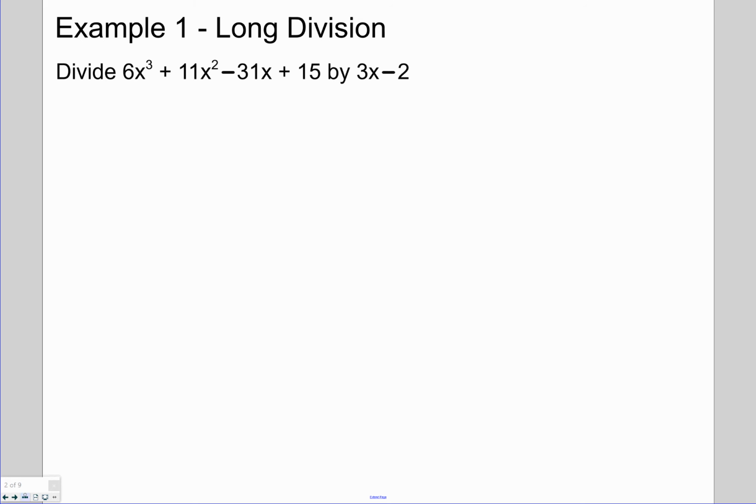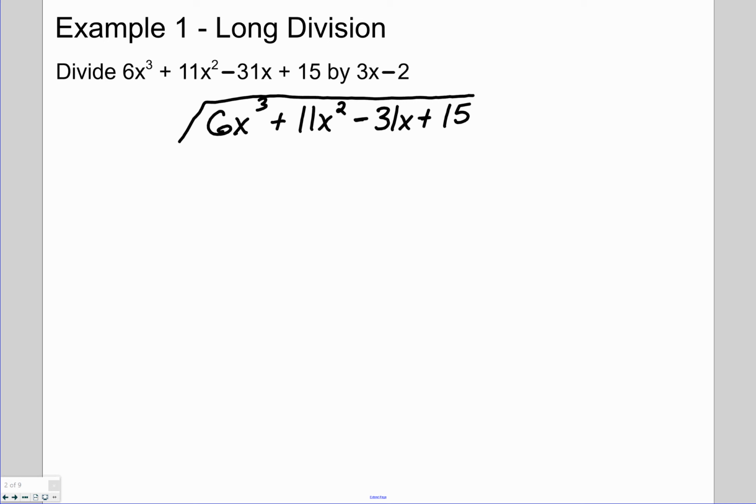So let's start with this division problem. I have 6x cubed plus 11x squared minus 31x plus 15. That's going to go inside the house or barn or whatever your 5th grade teacher taught you. And 3x minus 2 is on the outside. Do you guys remember what these are called? Do you remember what goes on the inside underneath here, what that's called? The quotient is going to be the answer. That's going to go up here, Sylvester. So we are looking for the quotient.